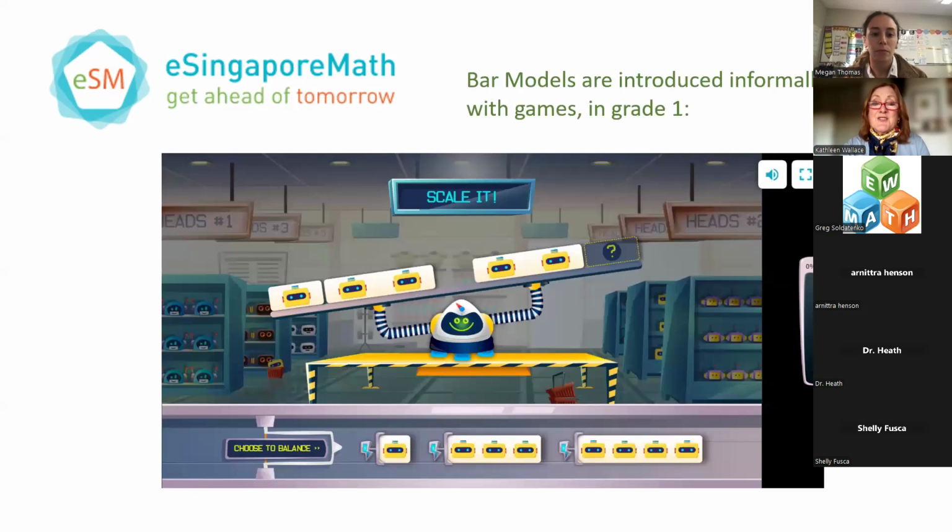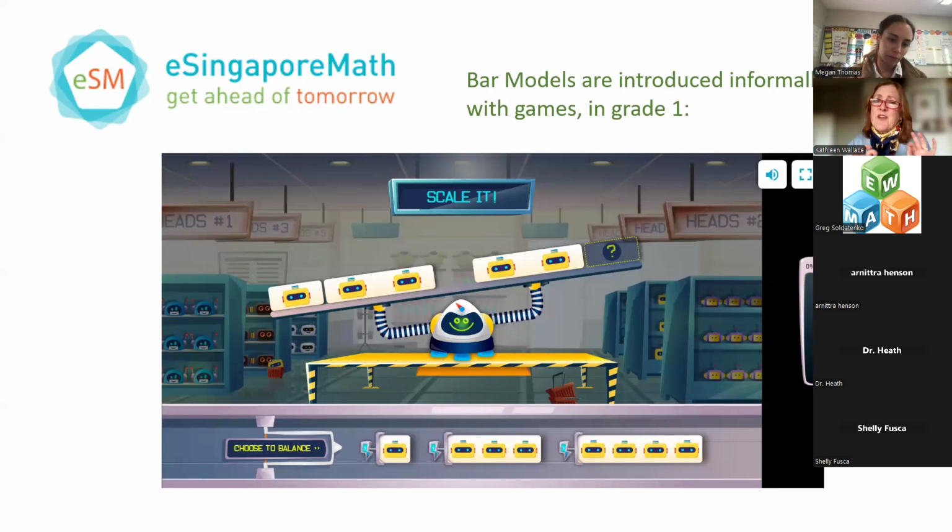So that little video clip was an actual lesson where the children would be doing the initial learning, and then it's followed up by targeted practice. In addition to the lessons and the assisted practice and the benchmark practice, eSingapore Math has wonderful games.